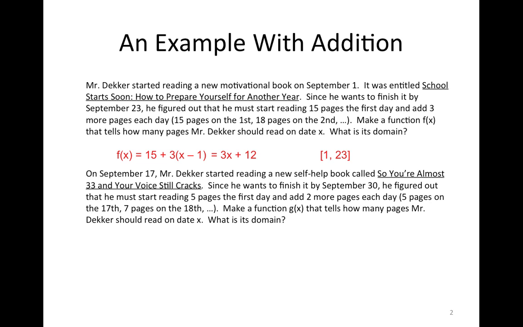Okay, later on September 17, Mr. Decker started reading a new self-help book called So You're Almost 33 and Your Voice Still Cracks. Now, obviously, I am maybe older than 33 at this point. I got sick of changing these notes year after year.